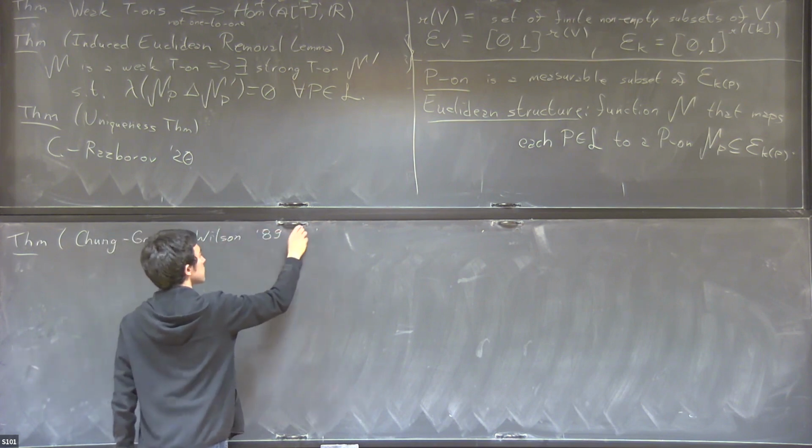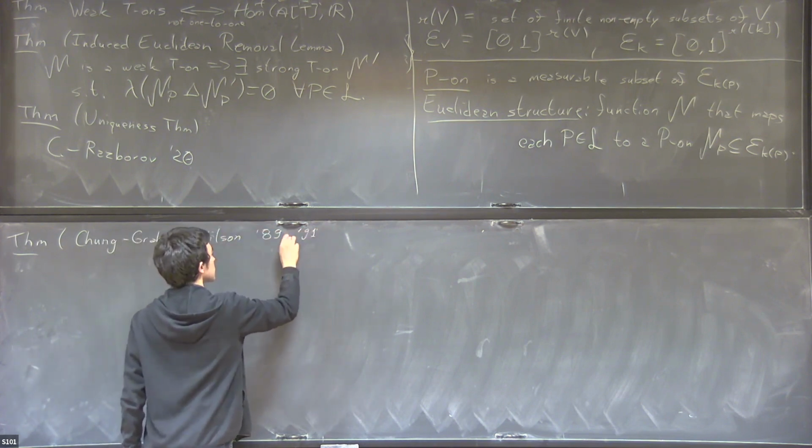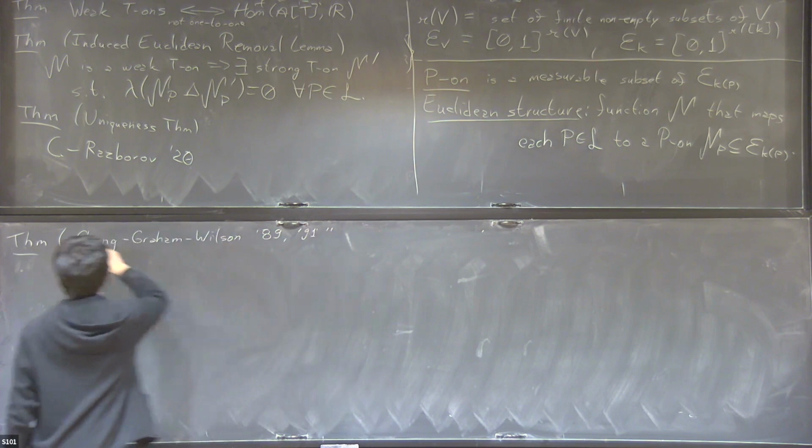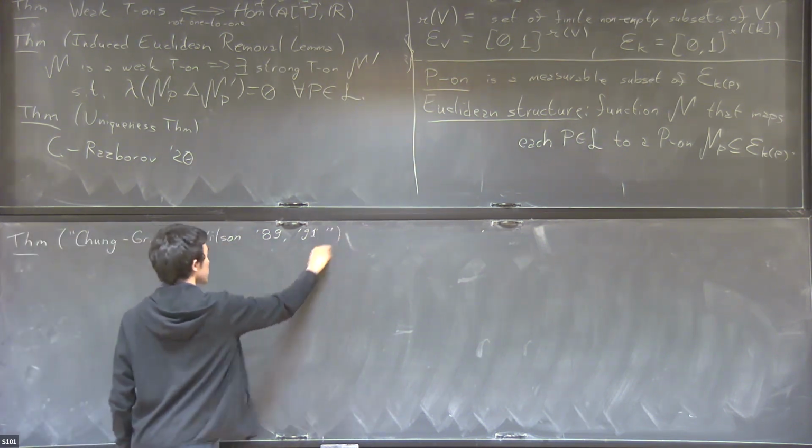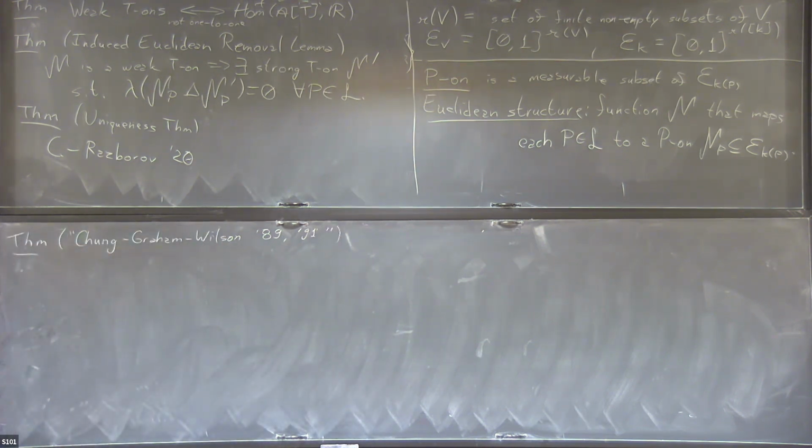And I'm also going to put some quotation marks because if you go to these papers, you're not going to find this theorem. You actually need to take these results and think about it for a second, and then you can get this theorem. So it's not actually there, it's a consequence of what is proved there. So what the theorem says is this.